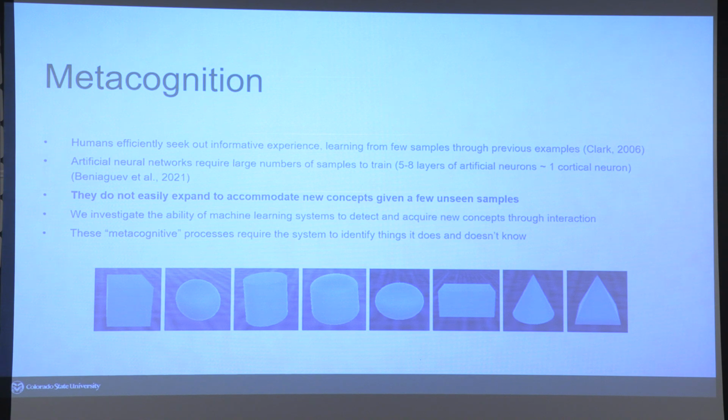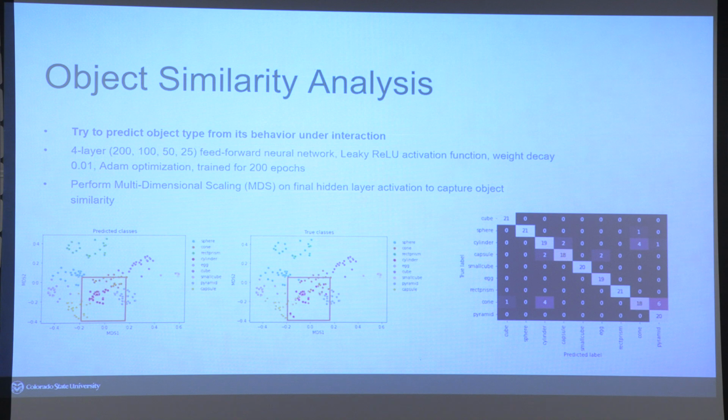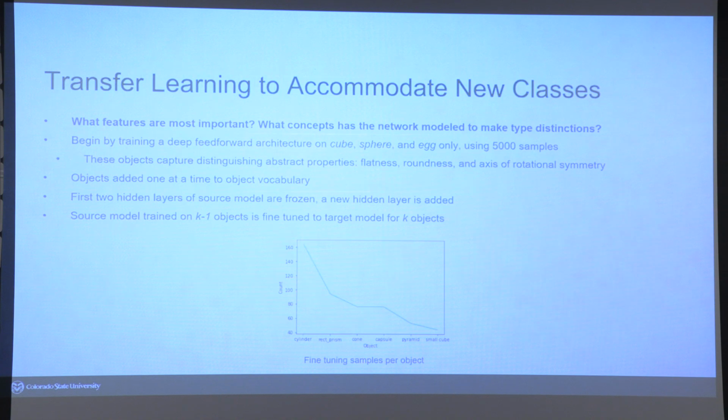And so these, quote, metacognitive processes need the system to be able to identify things that it already knows and things that it doesn't know and be able to tell the difference between them. So first, we conduct just a basic similarity analysis of the objects. Using the same data, we simply attempt to classify them, and now you can see some multidimensional scaling on the final hidden layer. You can see some level of misclassifications in the orange box here, and so for example, we can see cylinders that are confused with things like cones or capsules, things that share certain properties regarding symmetry and motion but are different in perhaps the specific geometry of the object. We can also see the confusion matrix there on the right.